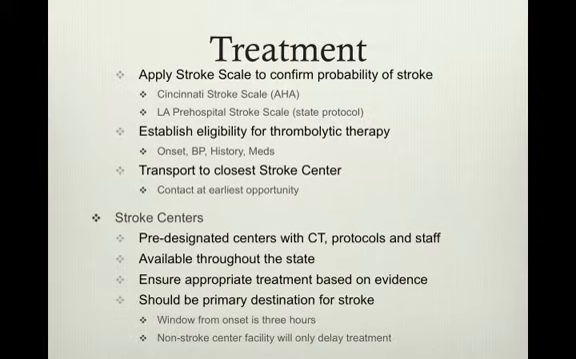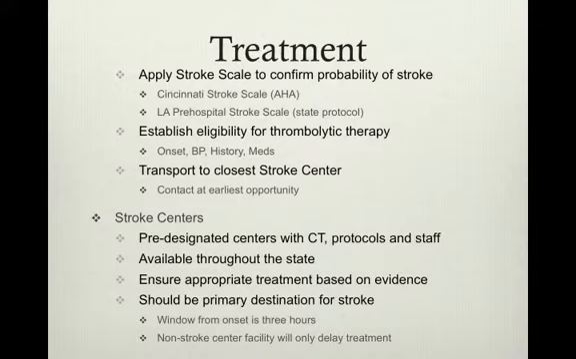Treatment. Apply a stroke scale to confirm probability of the stroke, and this can be done in two forms: a Cincinnati stroke scale, which is the AHA's version, or the LA pre-hospital stroke scale, which is the current state protocol. Establish eligibility for thrombolytic therapy, and in this questionnaire they essentially figure out when the onset time is, what their overall blood pressure, what their history and their medications are. Transport to the closest stroke center, which would be a level 1 neuro facility. Contact at earliest opportunity so that you can activate the stroke team if necessary.